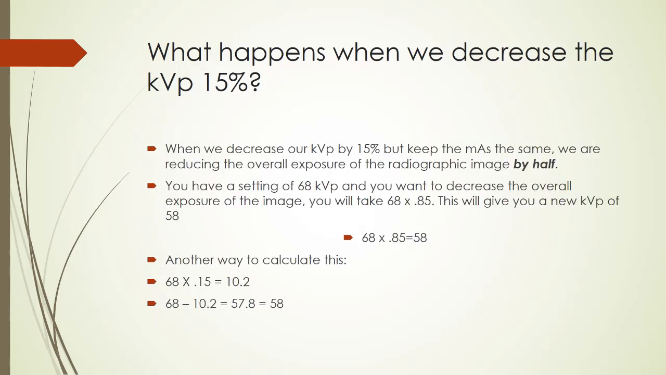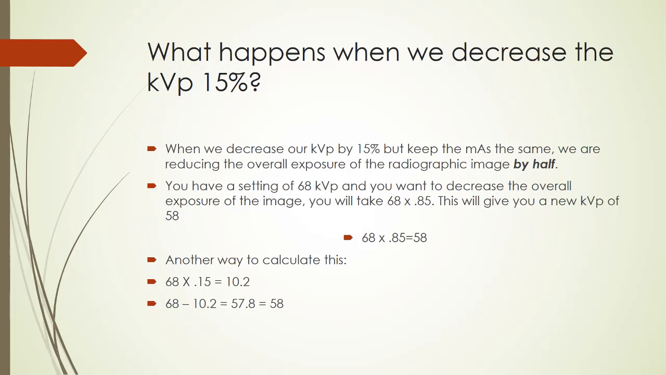Now what happens when we decrease the kVp by 15%? So again, we're going to decrease our kVp, we're going to keep our mAs the same, and this way we're reducing the overall exposure of the radiographic image by half. We can use the 68 kVp again. We want to decrease that overall exposure, so we're going to take the 68 times 0.85, which is 85%, and this will give us the new kVp of 58.